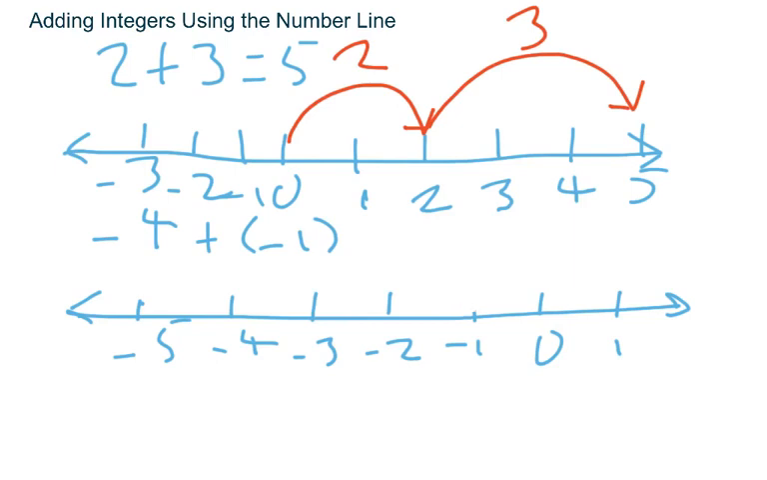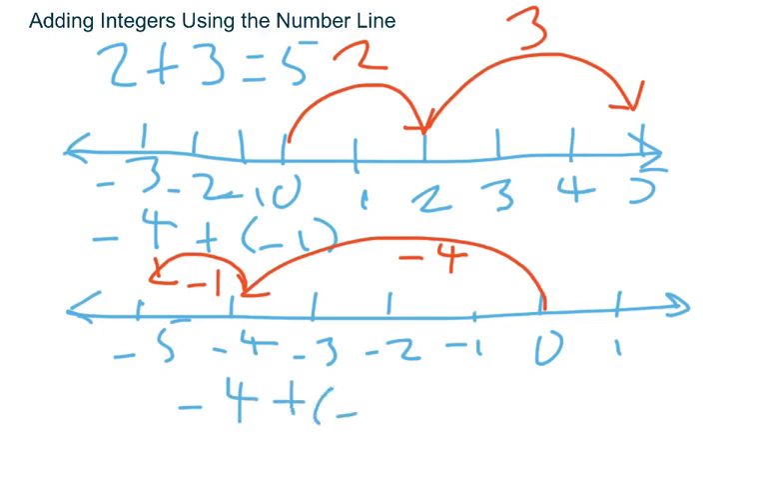With negative numbers, the arrow moves instead of to the right, to the left. So if I want to illustrate -4 plus -1, I start at 0 with the first number, and I measure an arrow that goes 4 units to the left, and then 1 more unit to the left. And so -4 plus -1 is -5.